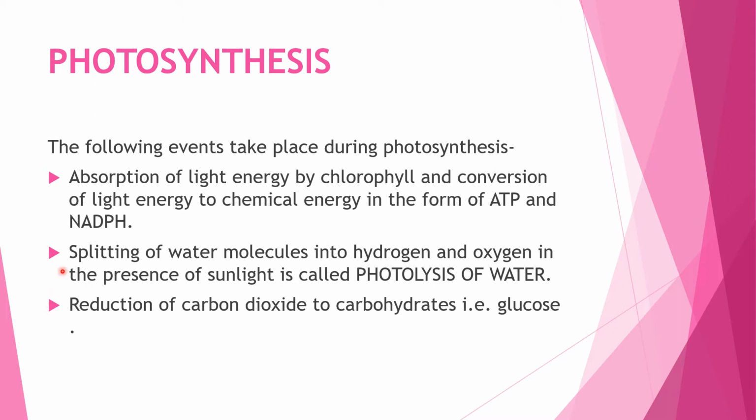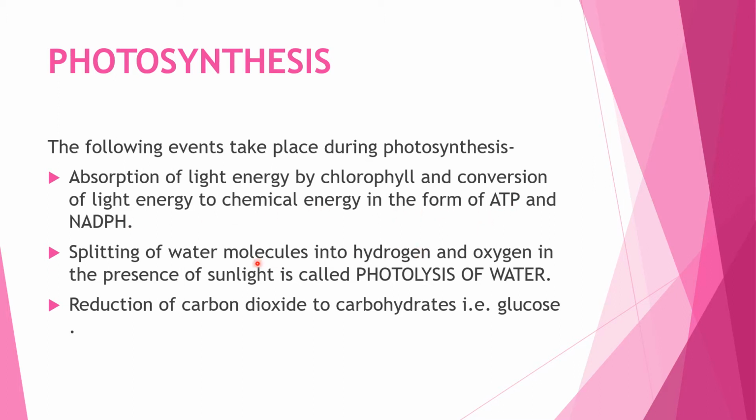And during photosynthesis, the following events take place, and these events should be in sequential order, that is, one after another. The first step is absorption of light energy, that means your sun energy, by chlorophyll pigment, and conversion of light energy to chemical energy in the form of ATP and NADPH. ATP is the full form of adenosine triphosphate.